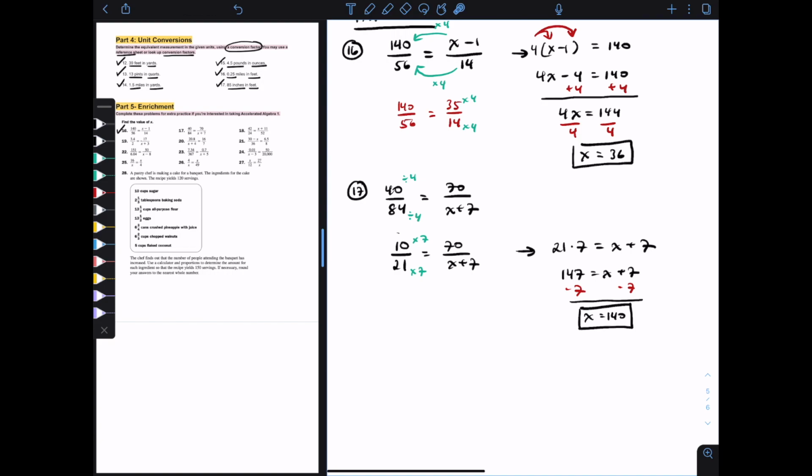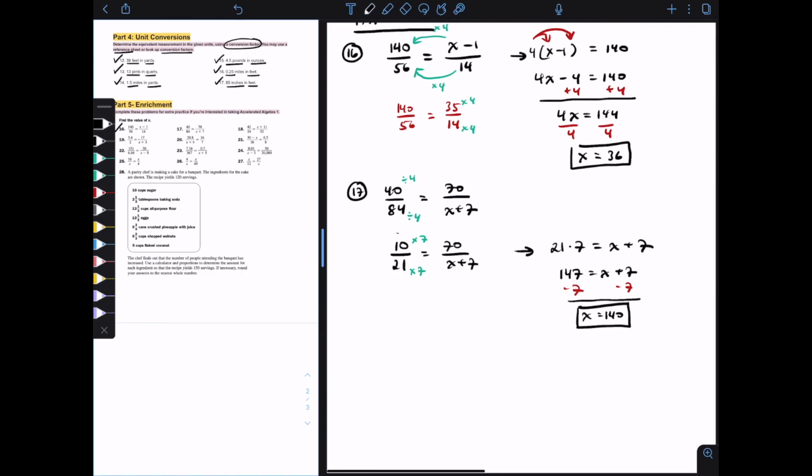Another way to think about this is 84 is a little bit more than double of the numerator, right? If you double 40, that's 80, but 84 is a little bigger. If you double 70, that's 140, but we actually get 147 when you add these two numbers up, and it should be a little bit more than double of the numerator, so that seems to check out. So for number 17, that one is good to go now.